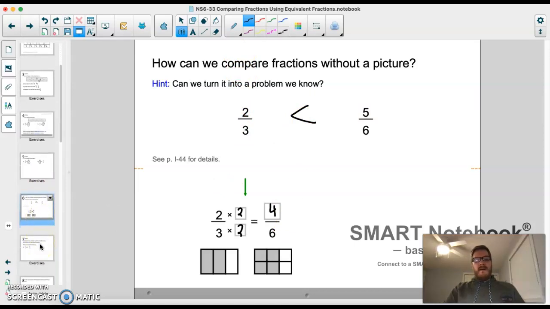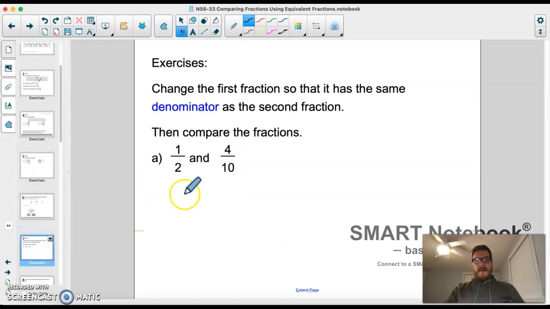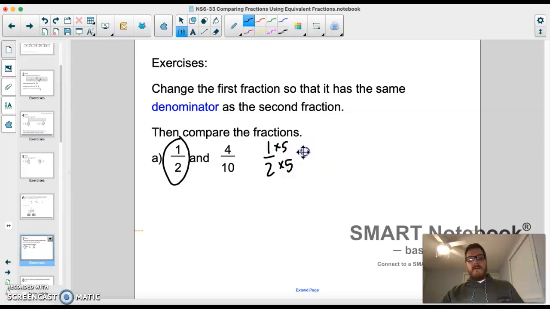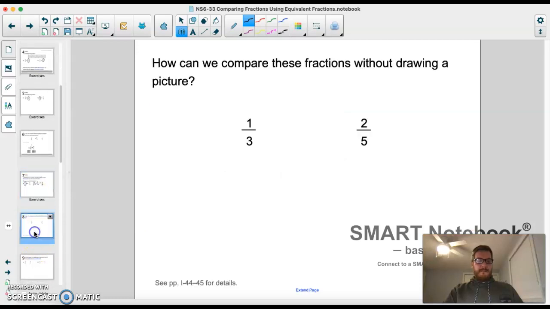And so again, thinking about common denominators, right? If I'm trying to figure this out, we're going to change this fraction so that it has the same denominator here, which means that I need to multiply 1/2 by a factor of 5 to give me 5/10. Then I can use my inequality symbol and say that 5/10 is greater than 4/10, or 1/2 is greater than 4/10.